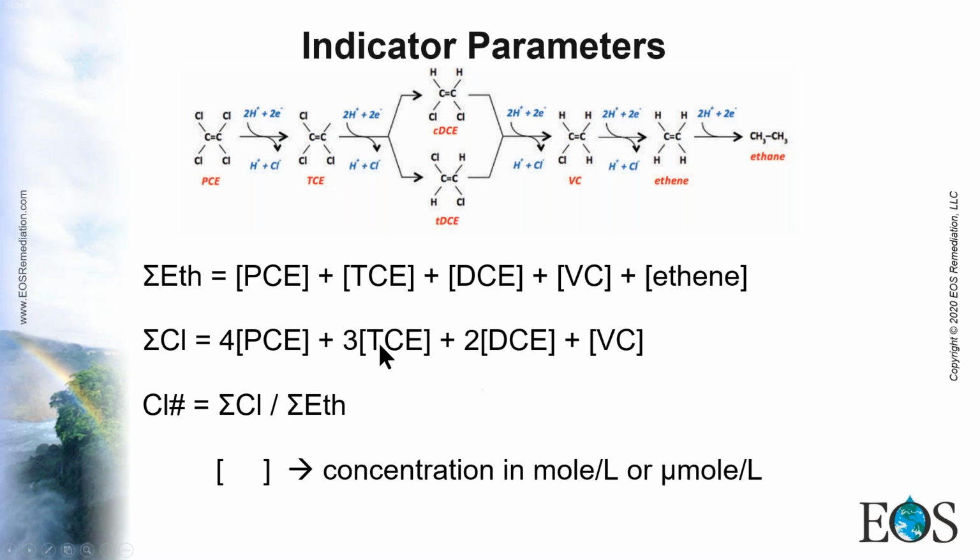Sum of organic chlorine is essentially the number of moles of chlorine associated with ethenes. So since PCE has 4 chlorines on it, you take the molar PCE concentration and multiply by 4, the molar TCE concentration by 3, and the molar DCE concentration by 2. Sum those up, and that would be the sum of organic chlorine. And chlorine number is just the sum of organic chlorine divided by the total ethenes. And I'll show you in this slide how you use this information.